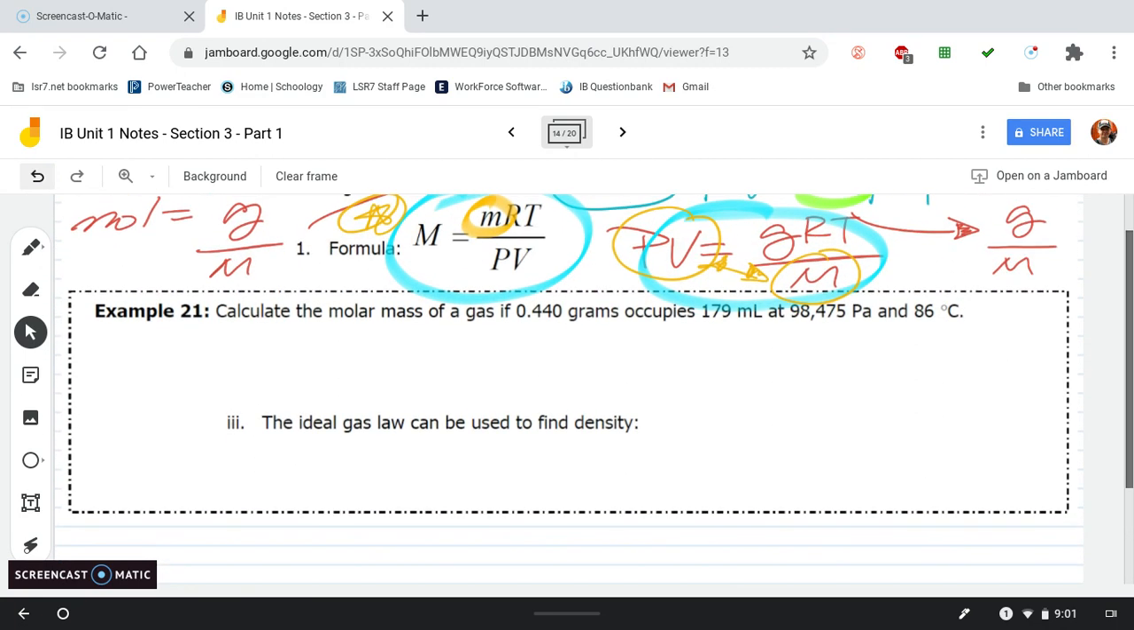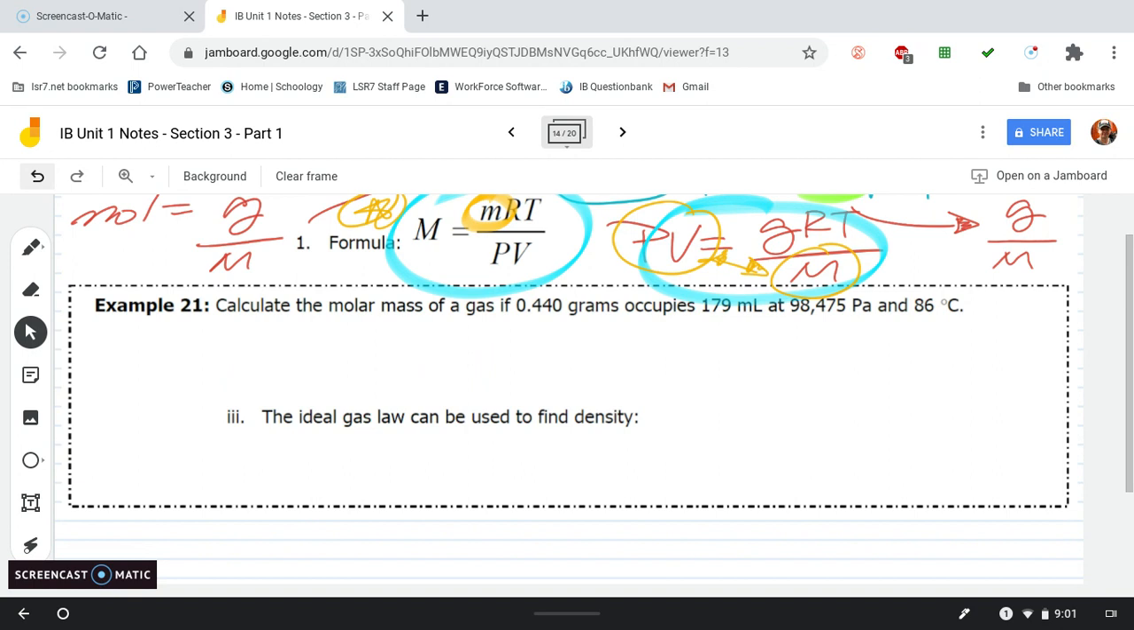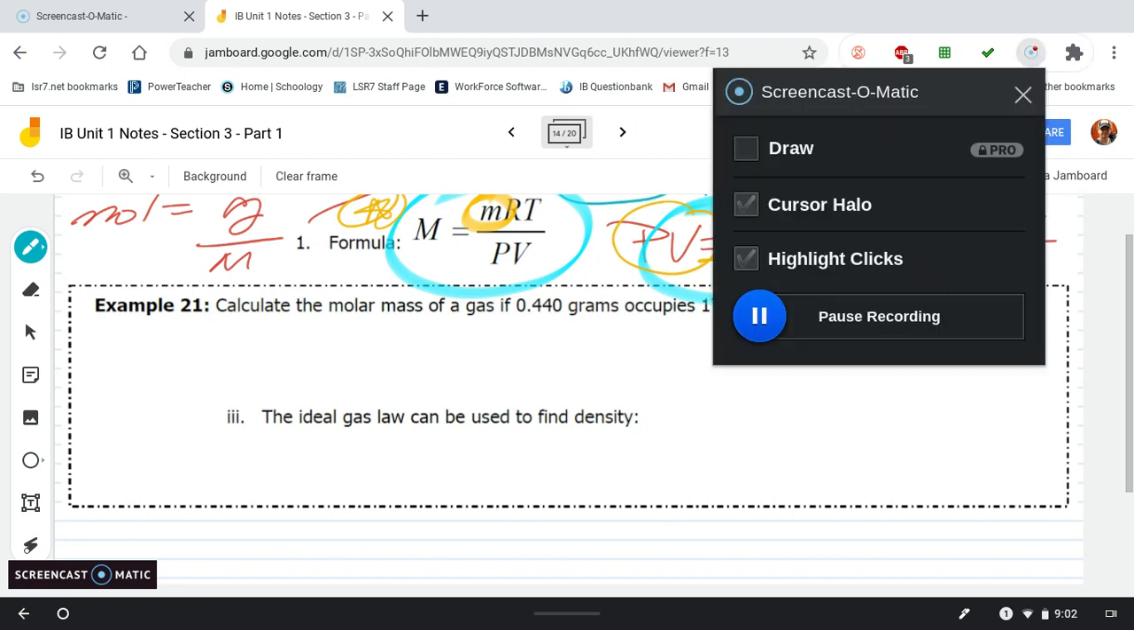Calculate molar mass if 0.4 grams occupies 179 milliliters at 98,475 pascals and 86 degrees Kelvin. So they're kind of giving it away, right? They're like, hey, find molar mass. And so we're going to go ahead and use that. But we've got this situation here with the pascals. And so on your pascals, you're going to need to have your conversion.